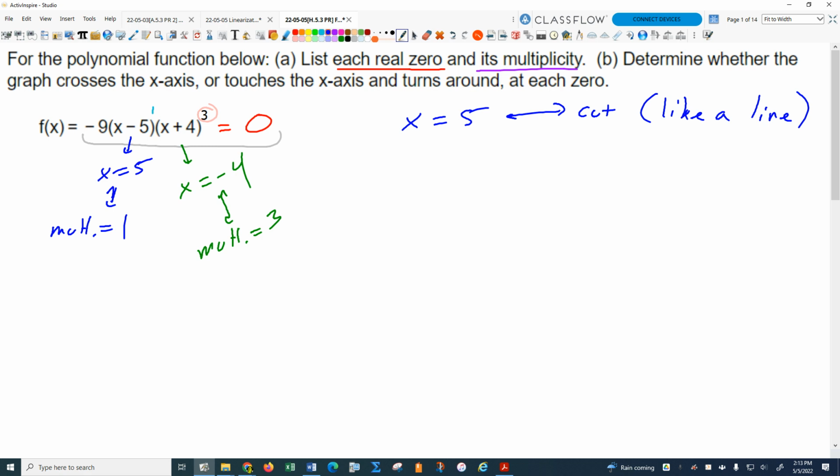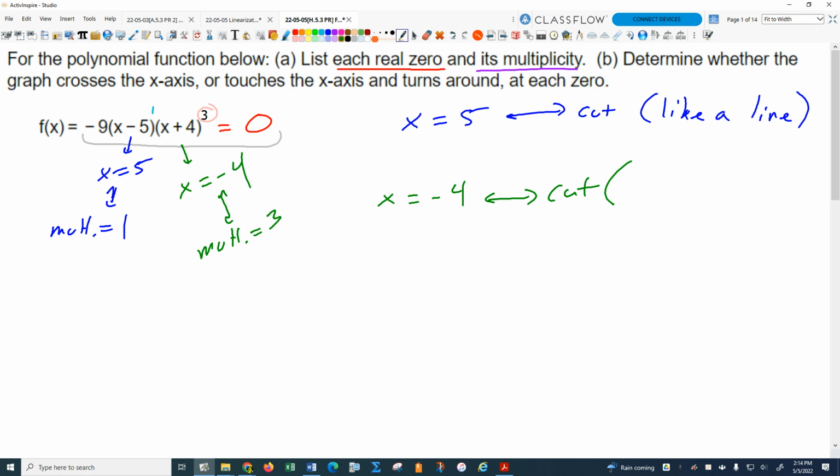Okay, what about at x equals negative 4? What's it going to do there? Bounce or cut? It's going to cut, isn't it? Because 3 is odd. Okay? I think on your example, it probably was a bounce. That's probably why you said bounce. It's going to cut. If we want to be a little more specific, though, it's going to cut like what this time? It's going to cut like an x cubed function, so it's going to cut like a cubic, right?